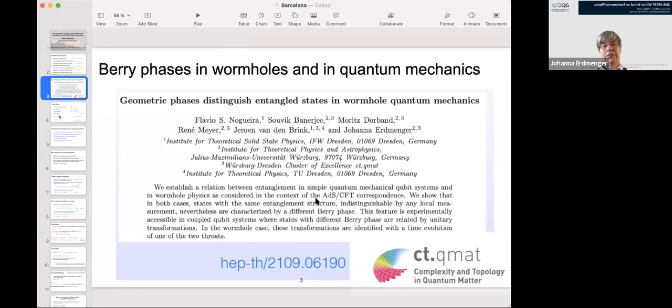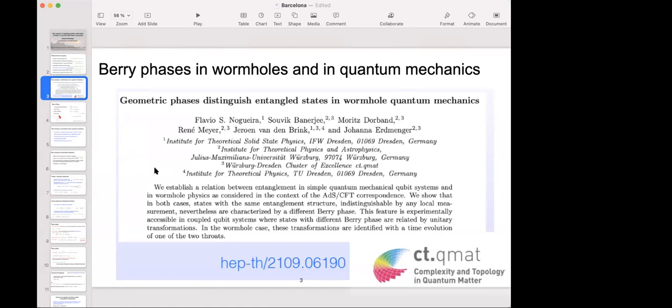Now, what we do to characterize the entanglement between states is to use some topological quantity, which is the Berry phase. Okay, that was also coming up earlier already. So we will look at the Berry phase.